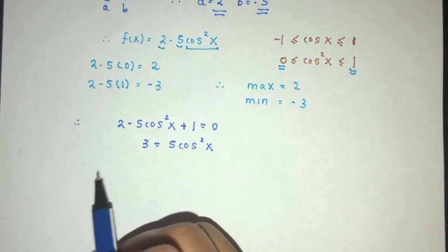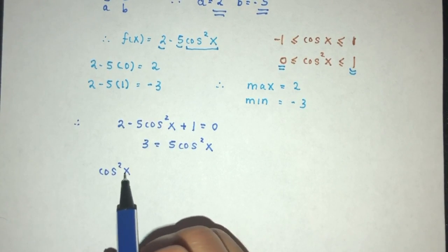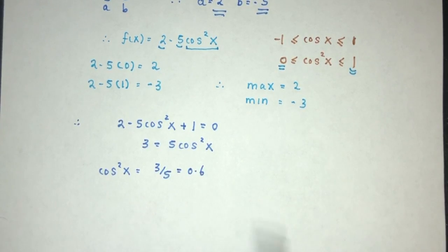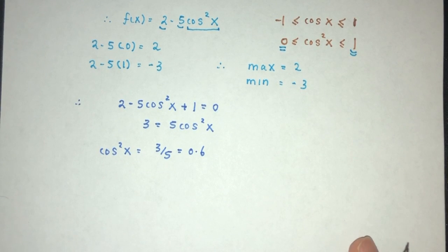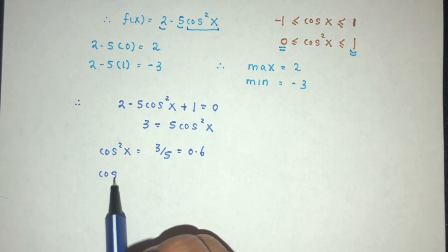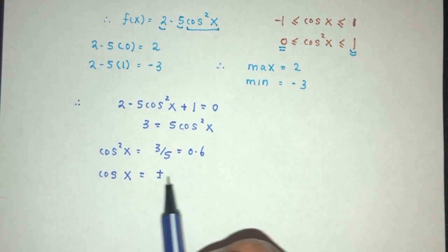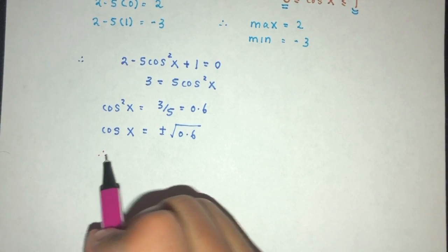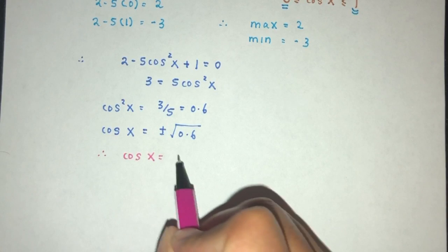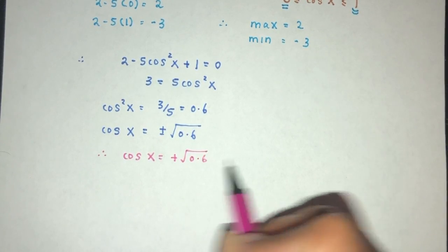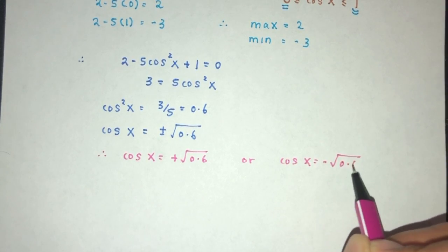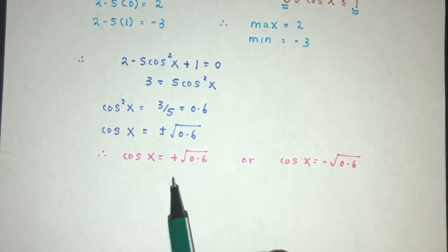Right. Now let's first make cos square x the subject. You will have 3 over 5. That should be what? 0.6. But there's no need to simplify if you don't want to. No big deal. Now here we have to make cos x the subject. That will be plus minus root 0.6. Right. Now obviously we do realize that there are two possible answers. One is plus root of 0.6, or it could be the value of minus root of 0.6. So now let's do this one first.